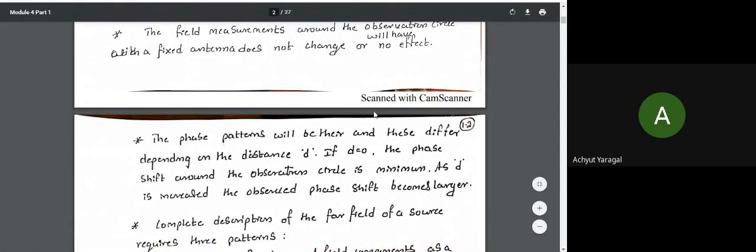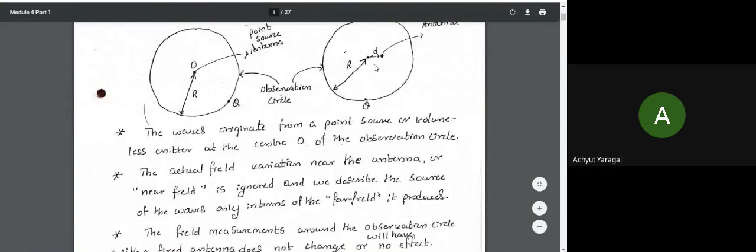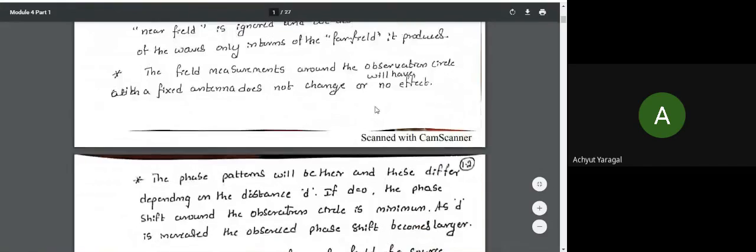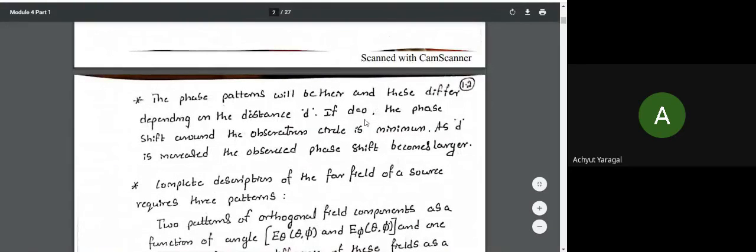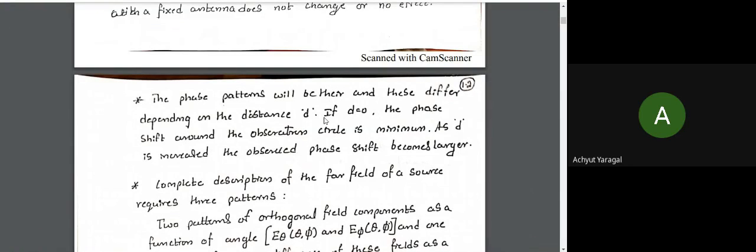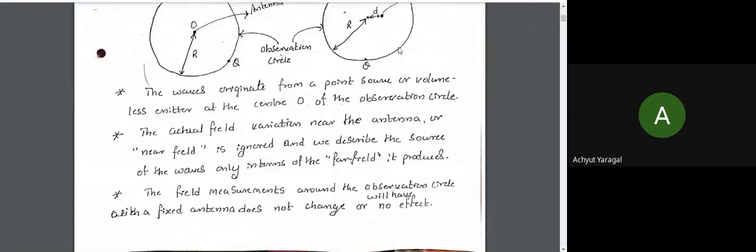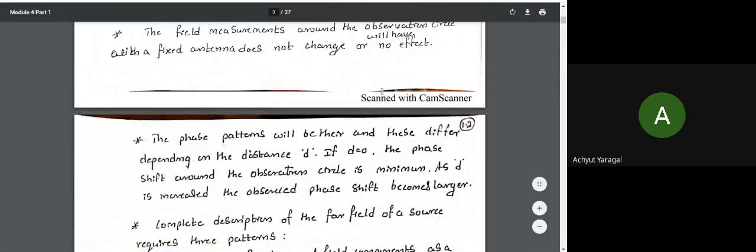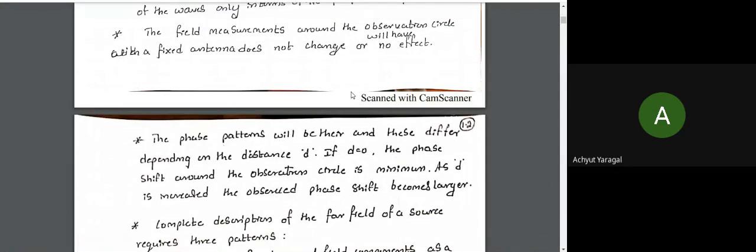Whatever the distance D is from the center of the observation circle O to this particular point source antenna, if D is equal to 0, that is nothing but our antenna is at the origin of the observation circle. Then the phase shift will be minimum. As and when the distance D increases, the phase shift becomes very large.